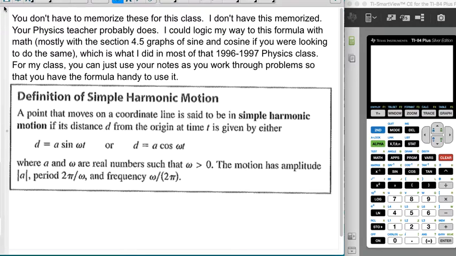So for my class, you can use your notes to work through the problems, and it's fine to have the formula handy. In fact, you'll see that I actually screenshotted this particular formula and put it on the next 2 slides so we could just use it.